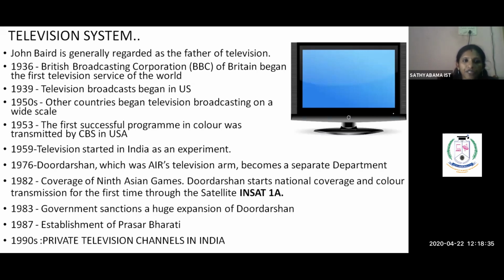In 1953, the first successful program in color was transmitted by CBS in the USA. In 1959, television started in India as an experiment. In 1976, Doordarshan, which is AIR's television arm, became a separate department, and again it started. In 1982, for the 9th Asian Games, live coverage started taking place. And this is the history of television, how it evolved.